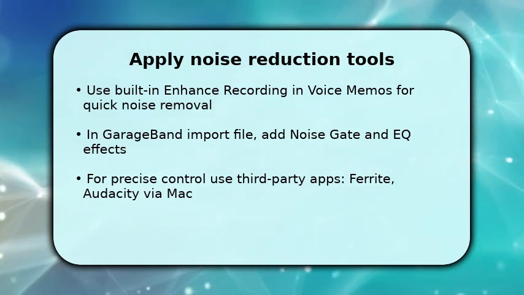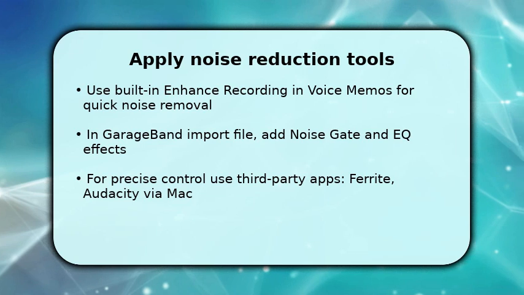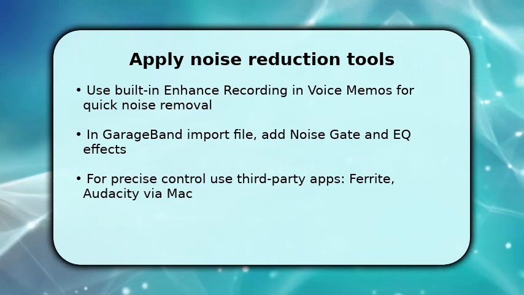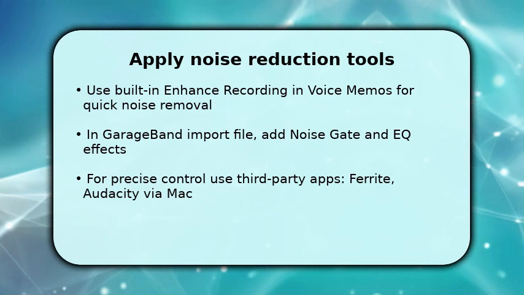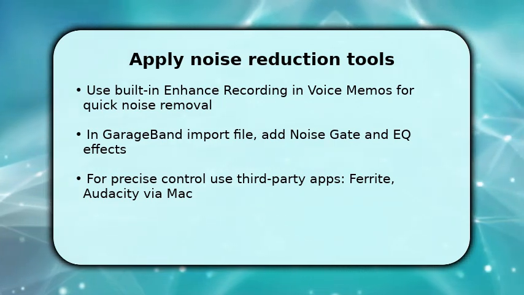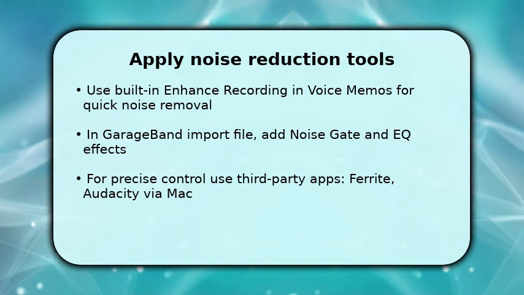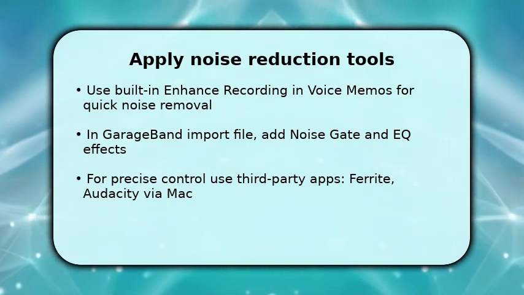For more control, import the clip into GarageBand, add a noise gate to cut low-level hum, then use EQ to reduce 200-500 Hz muddiness and boost 2.4K Hz for clarity. If you need surgical edits, export to Ferrite or to your Mac for Audacity, where spectral editing removes persistent tones.